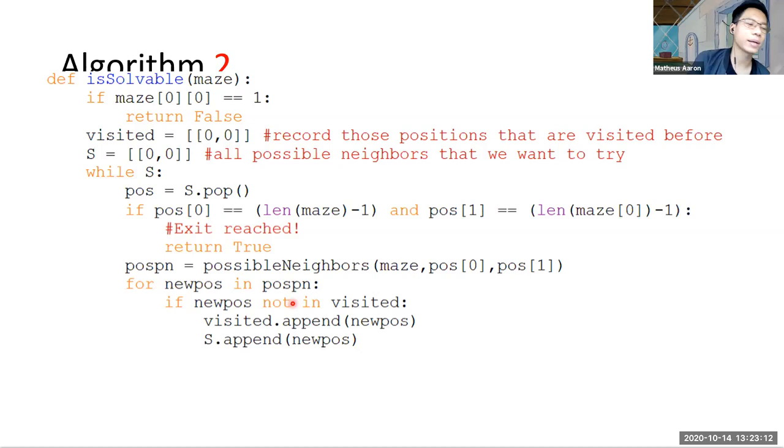If you pay attention here, even places that you haven't visited before, you just added to visited. That is okay because eventually that place will be visited through S pop, so you can safely add all the possible neighbors to the list of visited places because we'll visit them later on. Okay? If you want to keep it the same way as my earlier implementation, you just need to make sure that the new position is not in both visited and the bucket list, which is S.